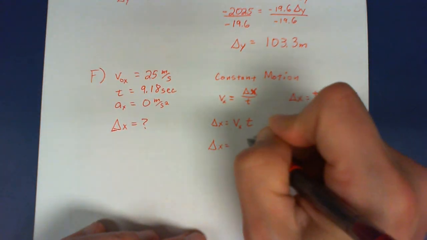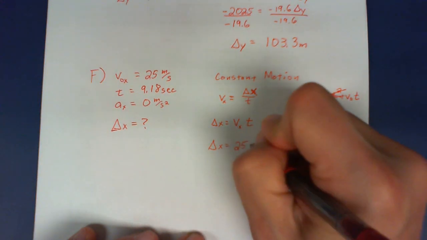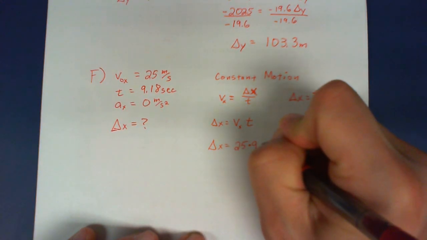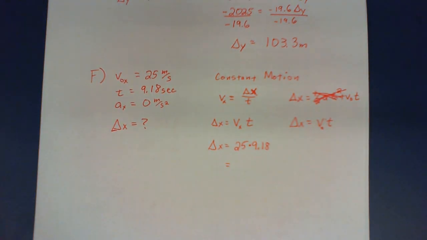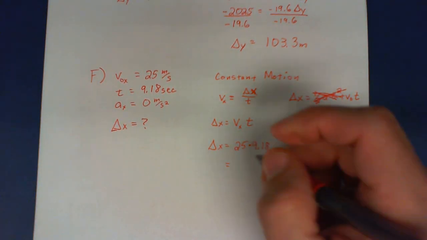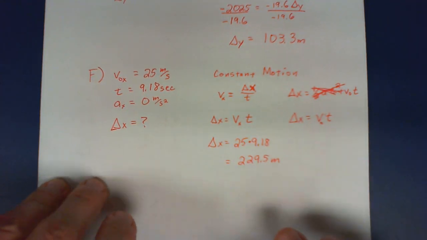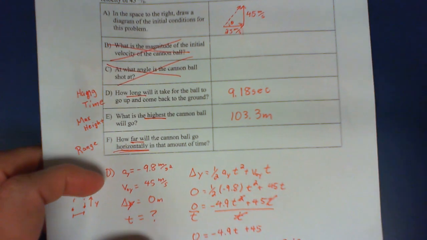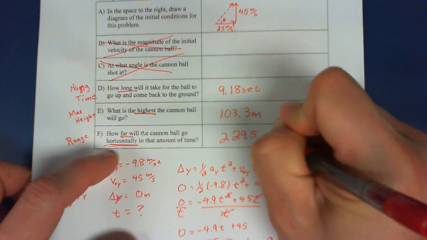All right, so we plug in our numbers. Displacement is going to be equal to that velocity, which is 25. Now, recognize we're dealing with just the horizontal velocity, times 9.18. All right, punch that in, 25 times 9.18, and you get 229.5 meters. So our range is going to be 229.5 meters.